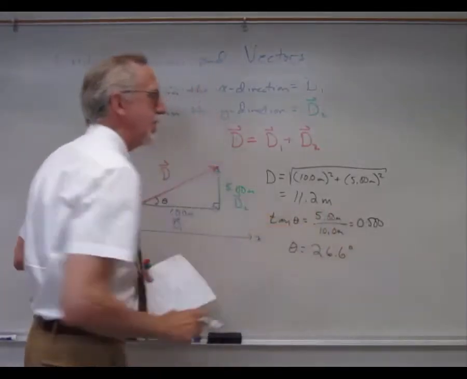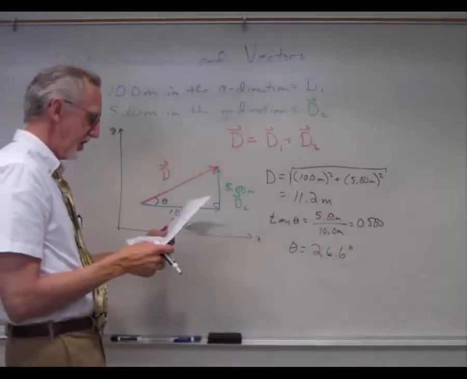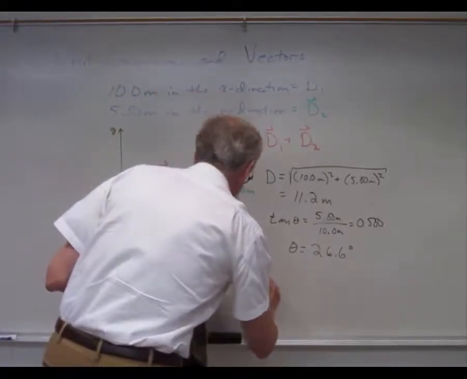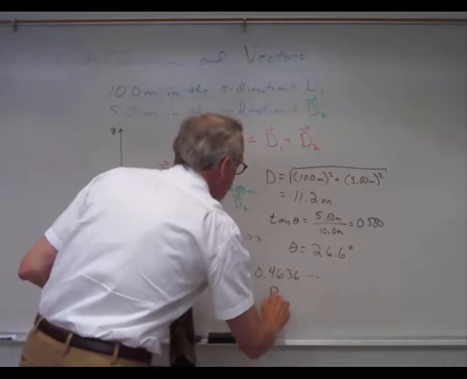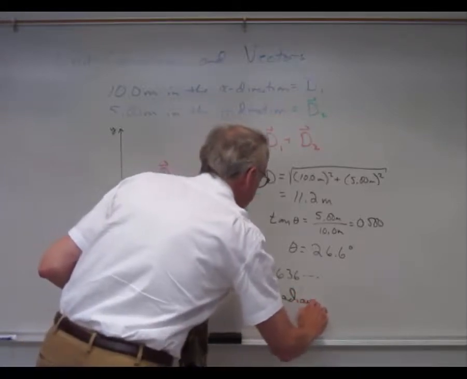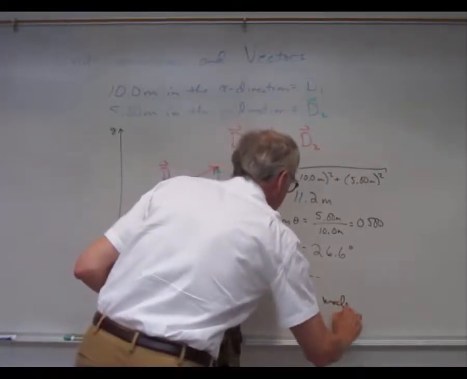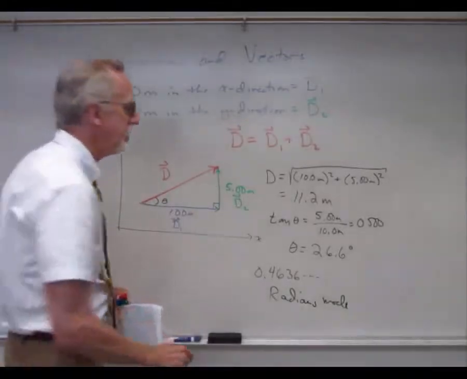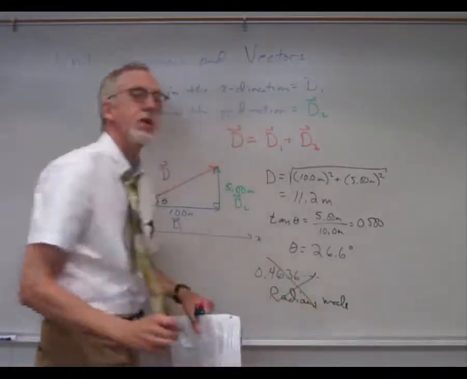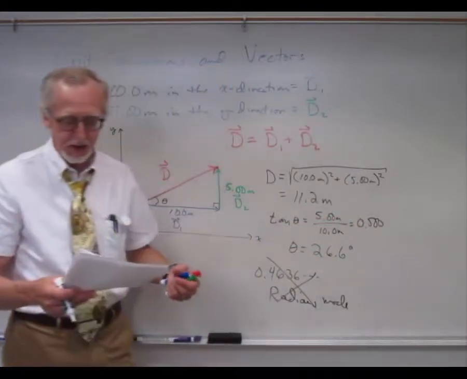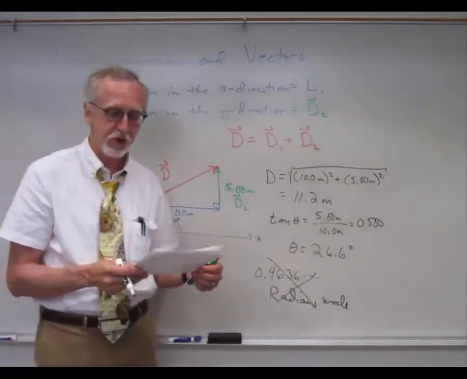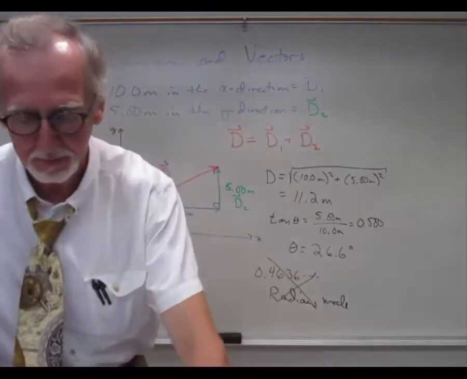If, when you take the inverse tan of 0.5, you get 0.4636 or something, you're in radians mode. Make sure you change that and put it into degrees mode, so that when you take the inverse tan of 0.5, you get 26.6. So make sure that you take care of that.